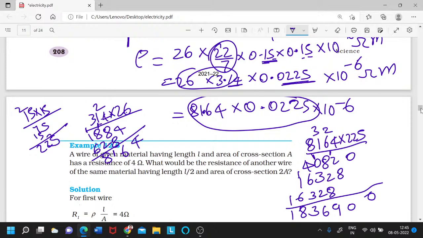Yeah, finally I got this. Here 4 decimals, here 2 decimals, totally 6 decimals: 1, 2, 3, 4, 5, 6. So the answer I'll get is 1.836 into 10 power minus 6 ohm meter. Now we'll see the tabular column, which is the answer.